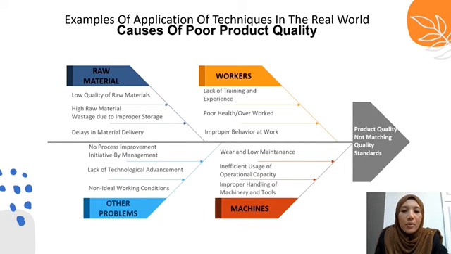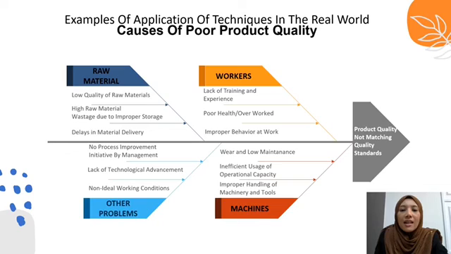Next step is we brainstorm each category. For example, under the worker category, the possible causes might be the lack of training and experience among the workers, staff working overtime that can cause them stress, and improper behavior at work, such as bullying and harassment. All of these possible causes might lead to product quality not matching the quality standard.